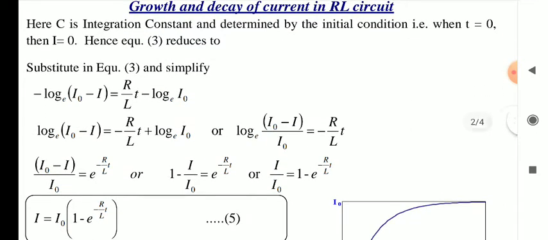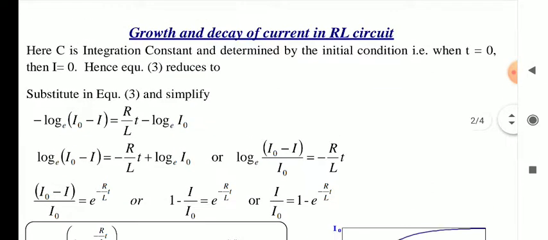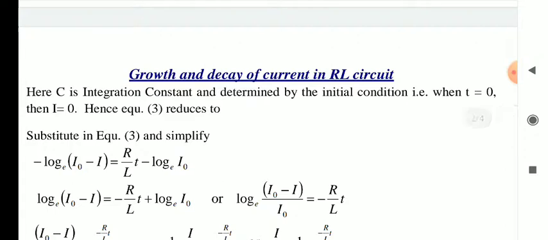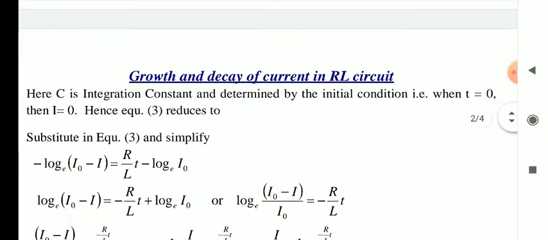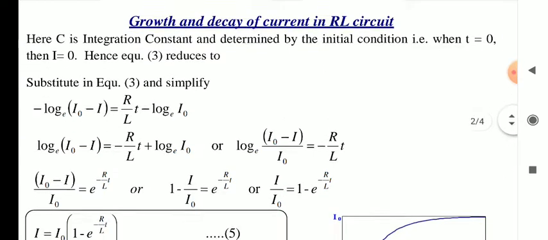Simplifying, when t is equal to 0, then i is equal to 0. Substitute this value in equation number 3, and we get C is equal to minus log to the base e of I naught. Substitute that value of C in this equation, so that it reduces to this value.